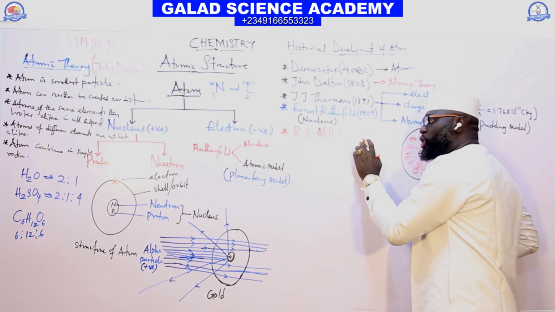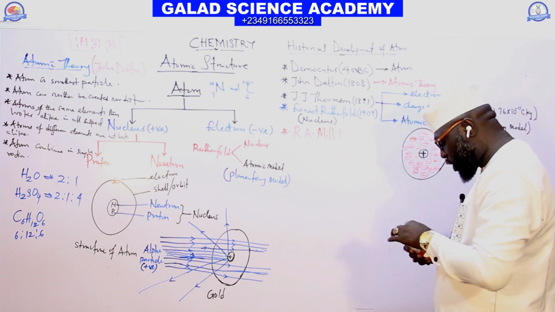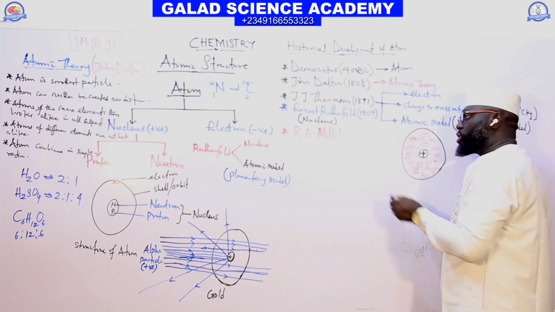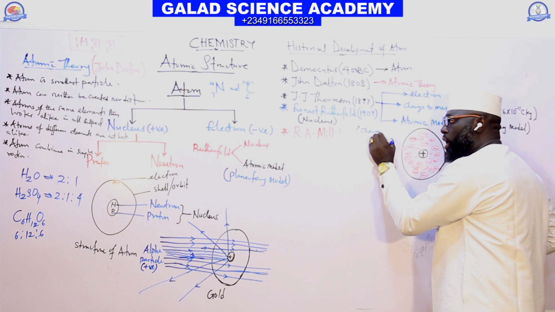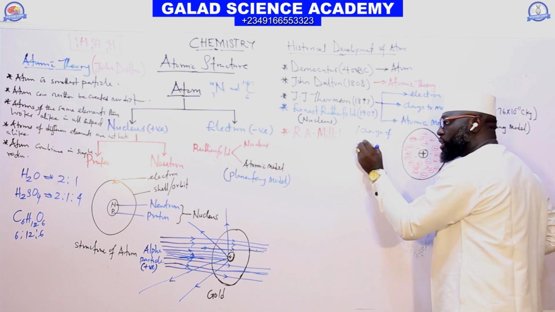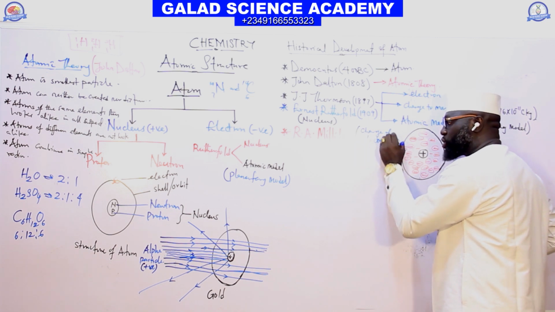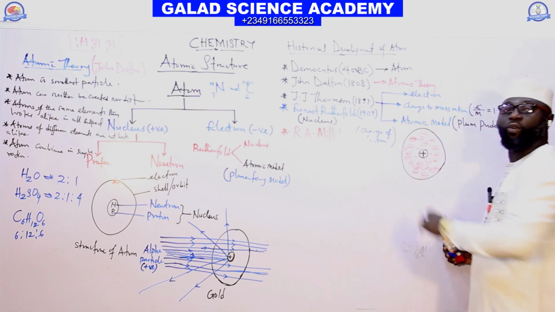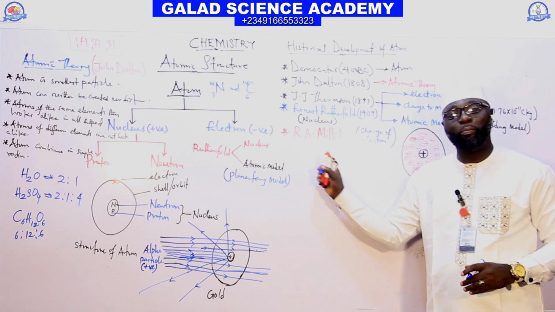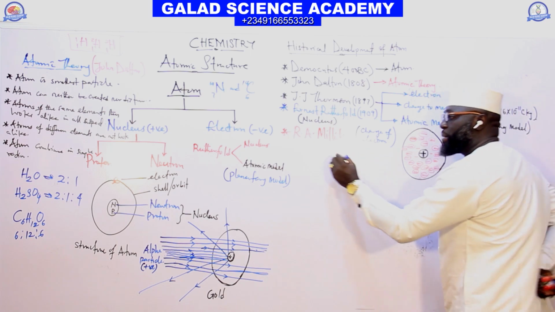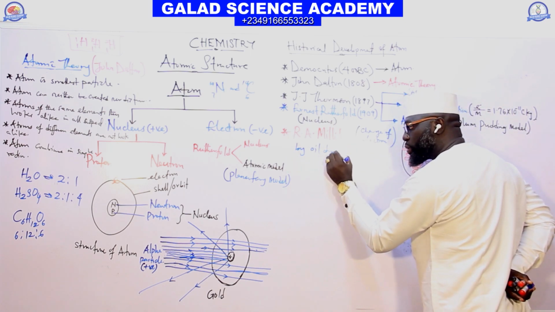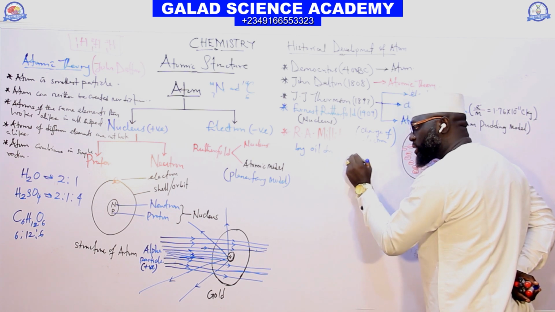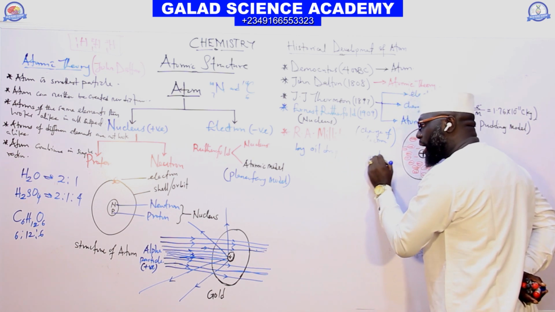So the contribution of Millikan is what? He discovered the charge of the electron. The charge of the electron was discovered by Millikan by the oil drop experiment.